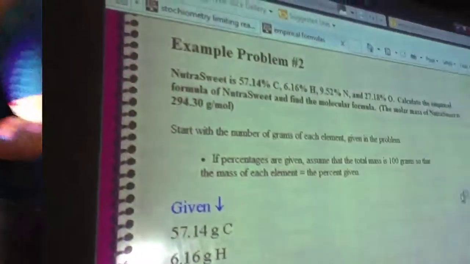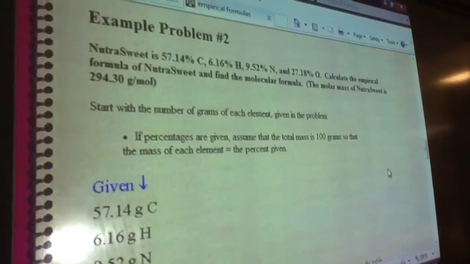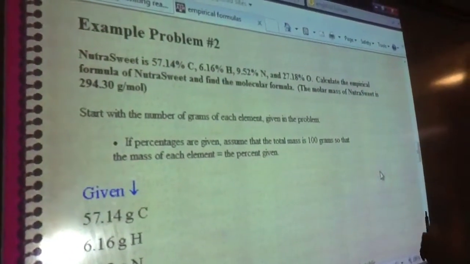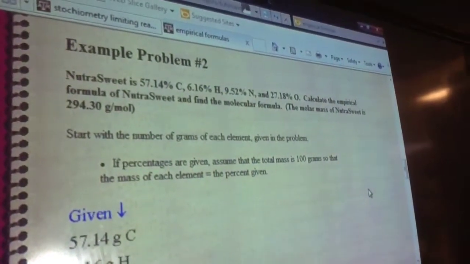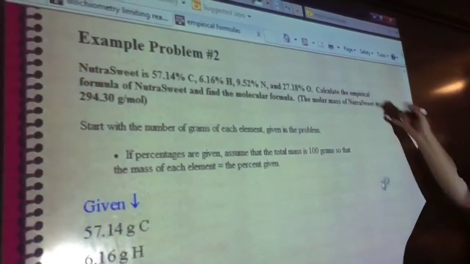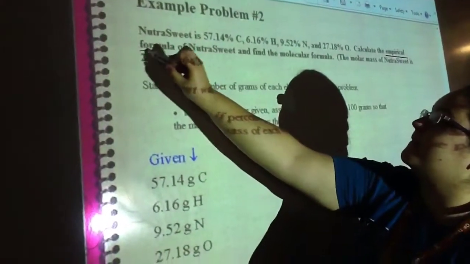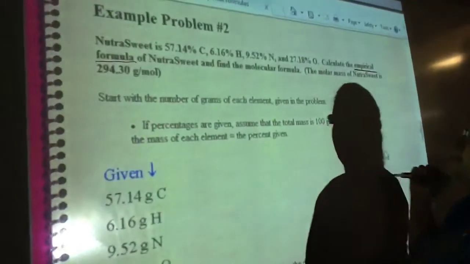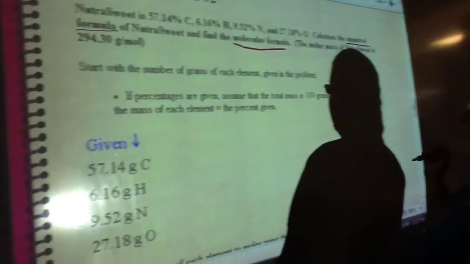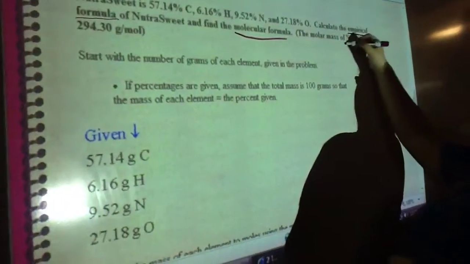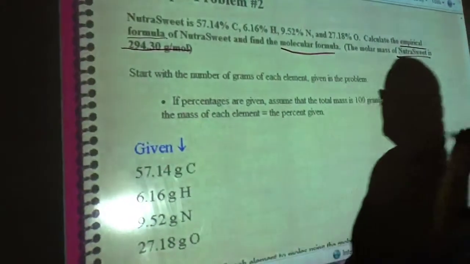It says NutraSweet is 47.14% carbon, 6.16% hydrogen, 9.52% nitrogen, and 27.18% oxygen. Calculate the empirical formula of NutraSweet and find the molecular formula. And then the molecular mass of the entire thing is 294.3 grams.